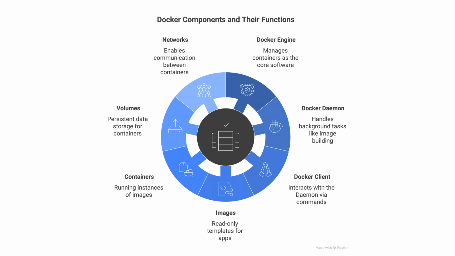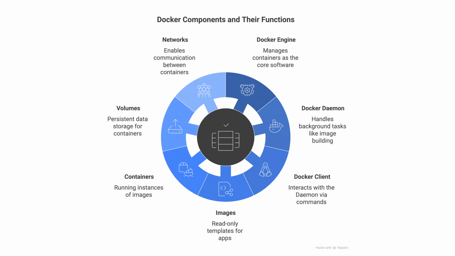Docker Client. The command line tool used to interact with the daemon. You type a command like docker run and it tells the daemon what to do, super user-friendly for beginners. Images. Read-only templates for your apps, like blueprints or recipes. They are built from a Dockerfile and include your code, libraries and OS basics. You pull them from Docker Hub or create your own. Containers. Running instances of images, like a baked cake from a recipe. They are isolated but efficient, and you can start, stop or delete them easily.